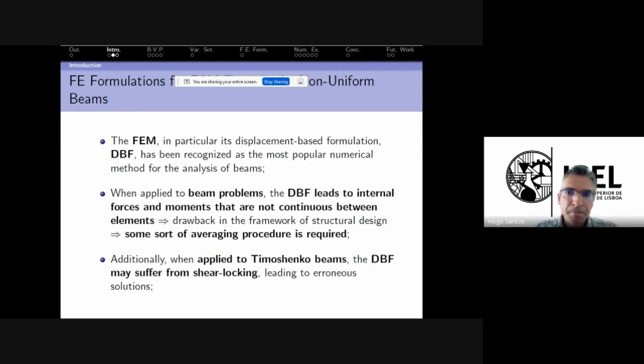The finite element method, and in particular its displacement-based formulation, very often viewed as the classical or the standard formulation, in which the displacements are regarded as the fundamental unknown fields, has been recognized probably as the most popular numerical method in the analysis of solids and structures. However, when this formulation is applied to beam problems, it leads to internal forces and moments that are not continuous between elements. And this is viewed usually as a drawback in the framework of structural design, because the design is usually based on stresses, which are computed from internal forces and moments, and therefore some sort of averaging procedure may be required. Also, when the standard displacement-based formulation is applied to Timoshenko beams, it may lead to erroneous solutions due to the well-known shear locking phenomenon.